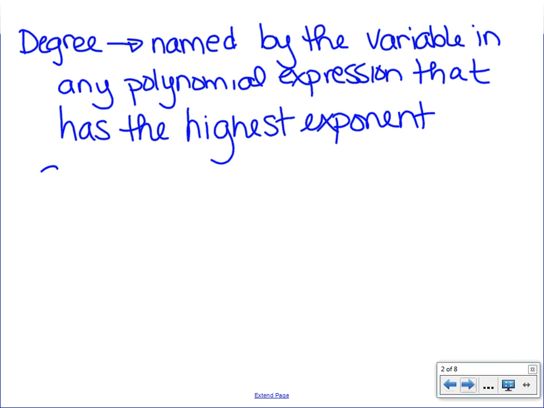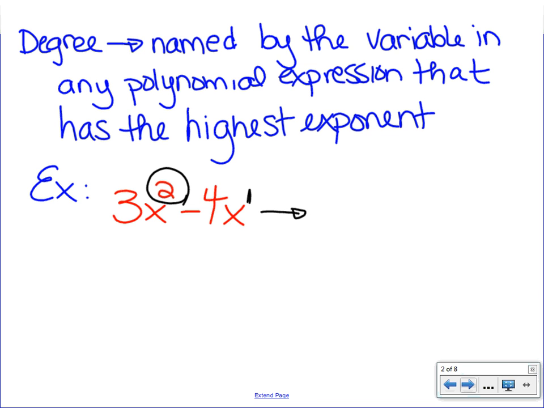Example. 5 got 3x squared minus 4x. The x has a hidden 1. The higher exponent is a 2. So this one is a degree 2, which we actually call a quadratic. It has a special name.